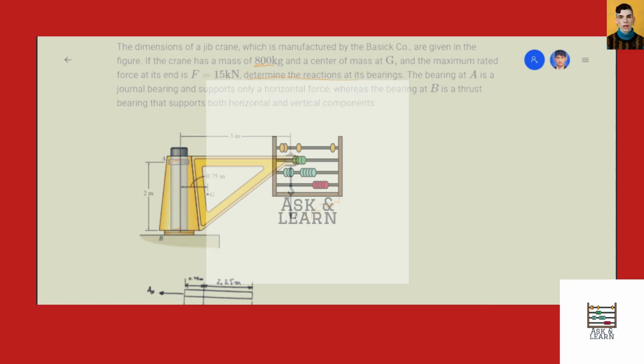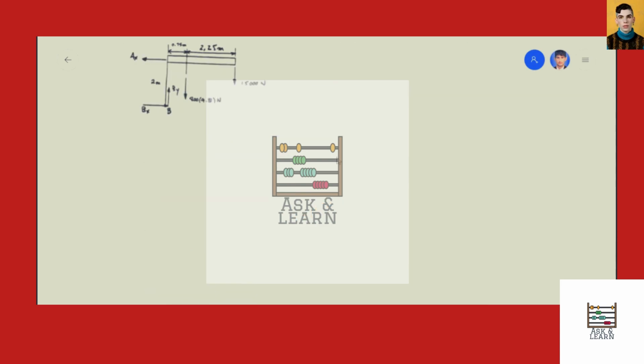So let's make the free-body diagram of this. This is the free-body diagram of this crane, and we need to find this reaction here and this reaction here, these two reaction forces.